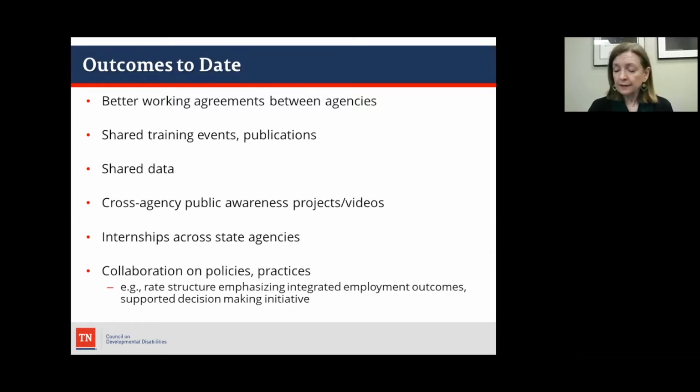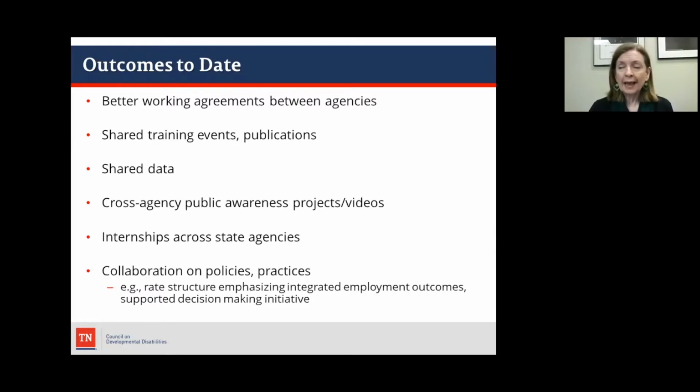But looking at the screen, some of the outcomes that we listed for today's discussion are that we have not just better, but more meaningful working agreements between agencies. First of all, the Roundtable has been a group that we used to come up with our state interagency agreement on youth employment. The council's in charge of reviewing that on a periodic basis, and so this group has become the group where we look at that interagency agreement.